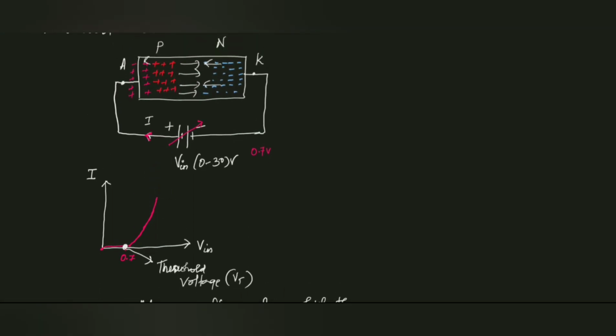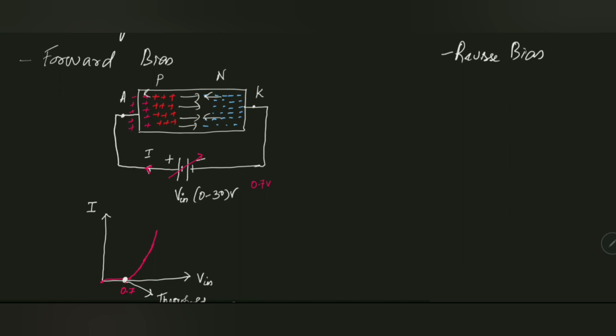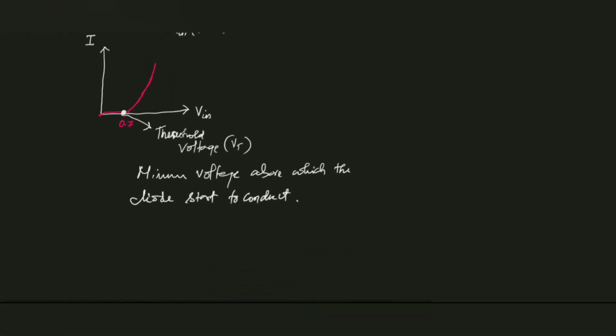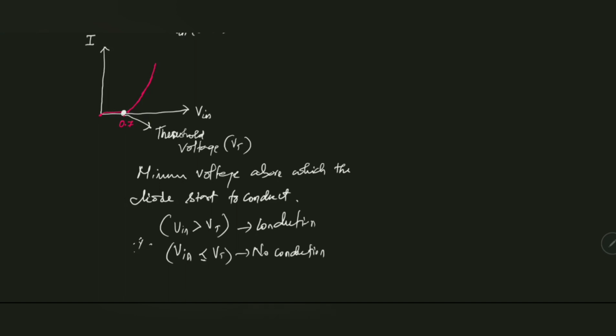For the forward bias, your anode should be connected to the positive of the battery and the cathode should be connected to the negative of the battery. Since it is getting more and more positive in the p-type and more and more negative in the n-type, there is a force of attraction which overcomes the diffusion layer or the barrier, and they break it and go on. So the conduction starts when your input voltage is greater than VT. If Vin is less than or equal to VT, there is no conduction. Right? So this is the important point in the forward bias condition.